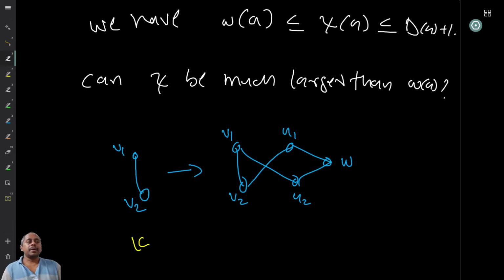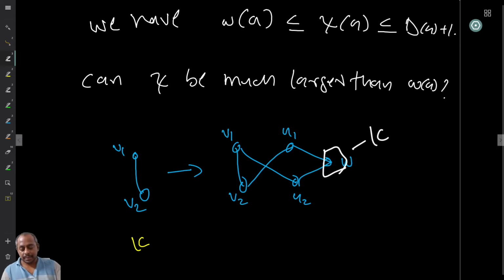So therefore, we can assume without loss of generality that the vertex W is colored with the color K. Just to make the argument easier, we don't really have to assume, but we will assume that the vertex W is colored with the color K.